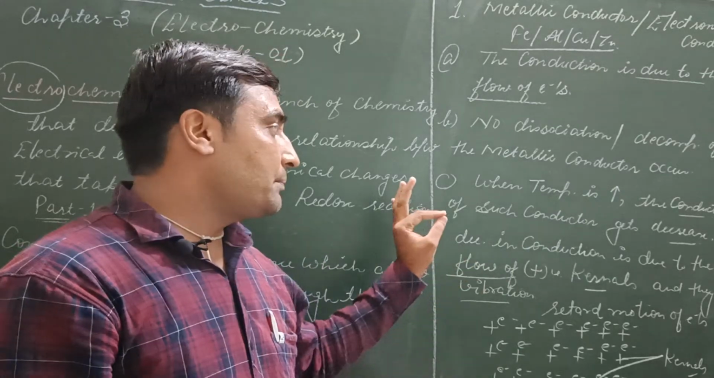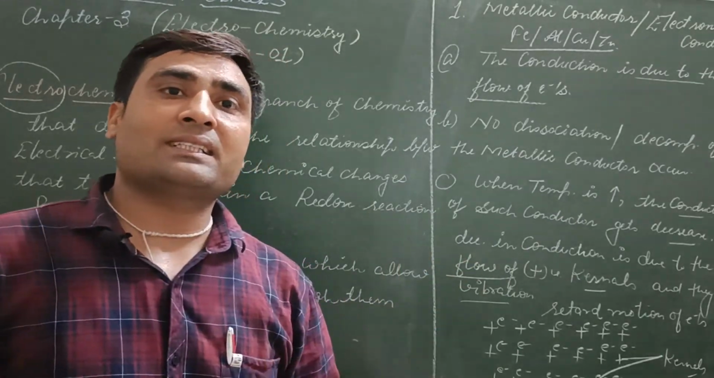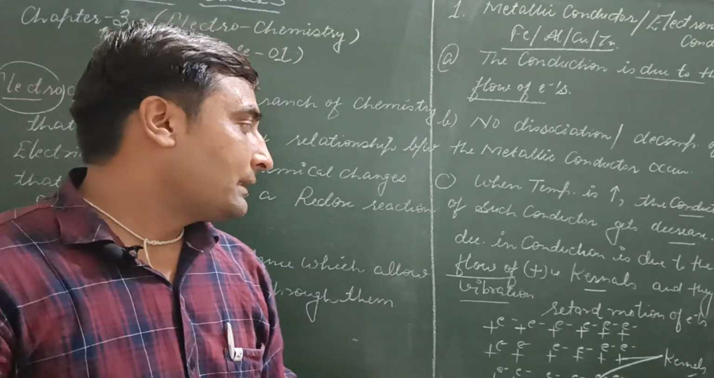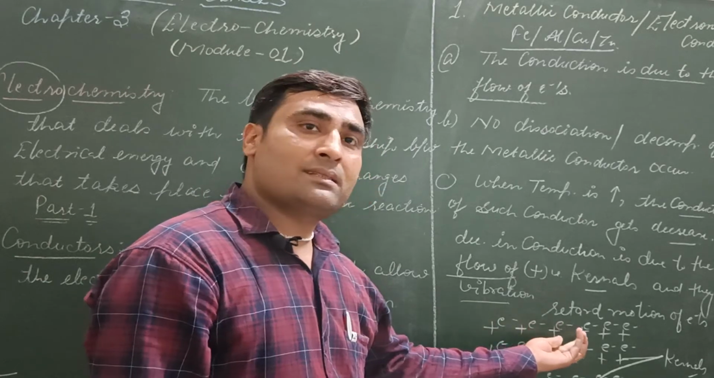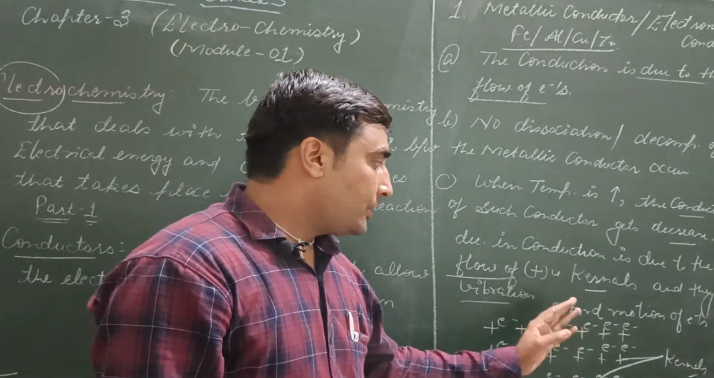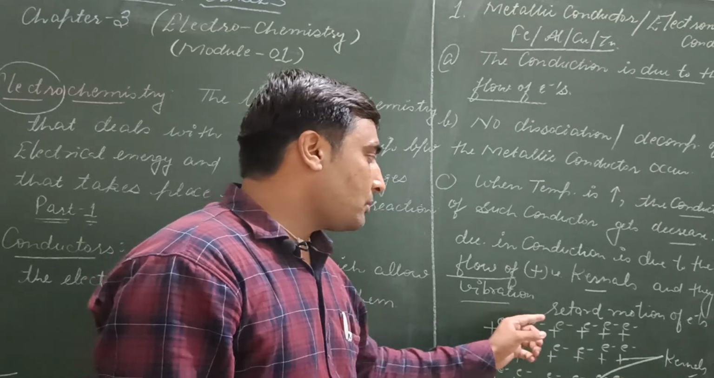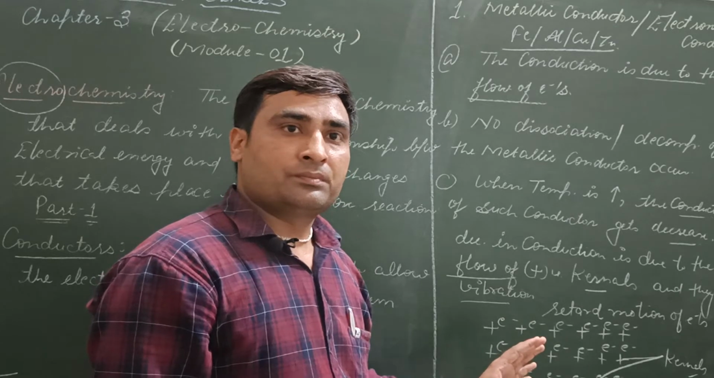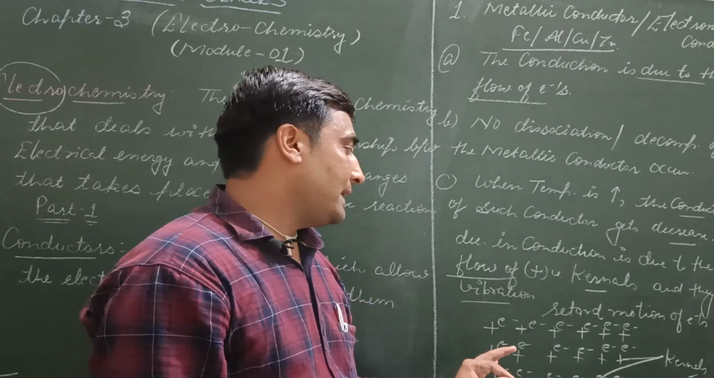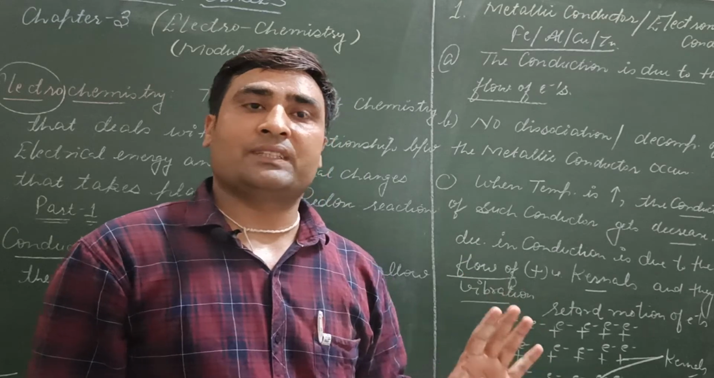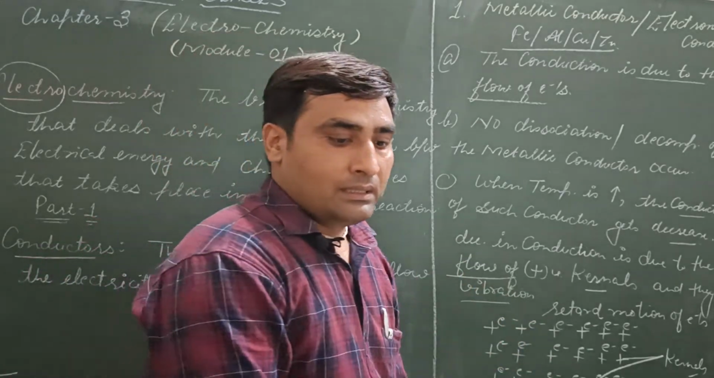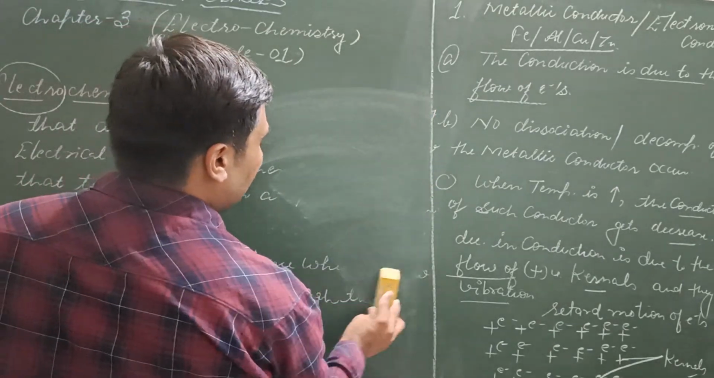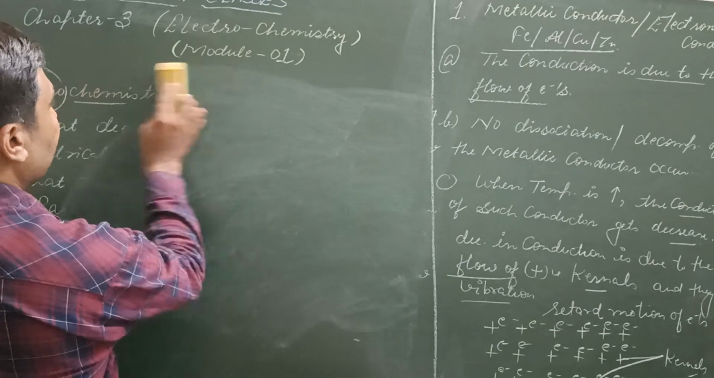It is the most important portion, why the conduction gets decreased. Because with increasing temperature, the positively charged species named kernels show vibration, and due to their vibration, the flow of electrons gets retarded, hindered, stopped. That's why the conduction gets decreased with increasing temperature.